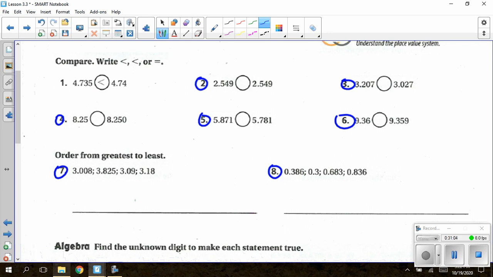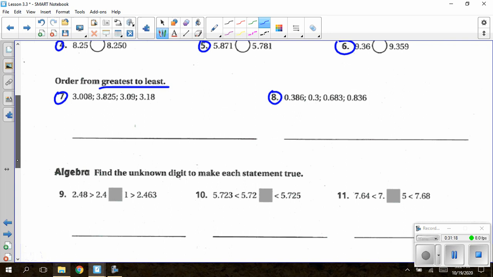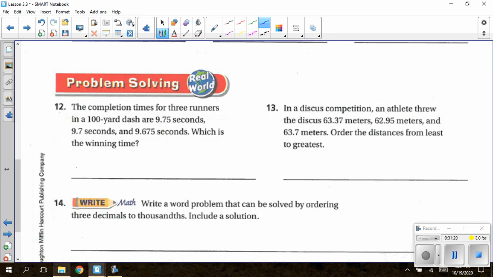Then for numbers 7 and 8, make sure that you are ordering them from greatest to least, and you will be able to manipulate the numbers. You'll be dragging them to the correct location to have them from greatest to least. Then moving down to the bottom, you are going to be circling number 12, and I want to know which is the least time. I need to know the least time, so the smallest number. And again, make sure you line your decimals up to figure out the smallest number, the least.